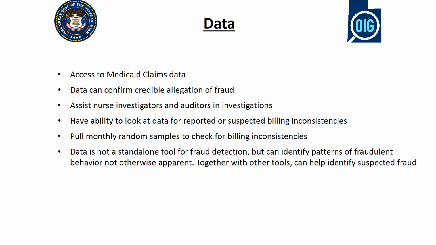The Utah Office of Inspector General has access to a variety of data, including Medicaid claims data. Medicaid claims data contains information regarding what healthcare services are being provided, as well as how much they cost. This information is vital for a variety of functions that the office performs. The office receives referrals from a variety of sources that must be reviewed or investigated.